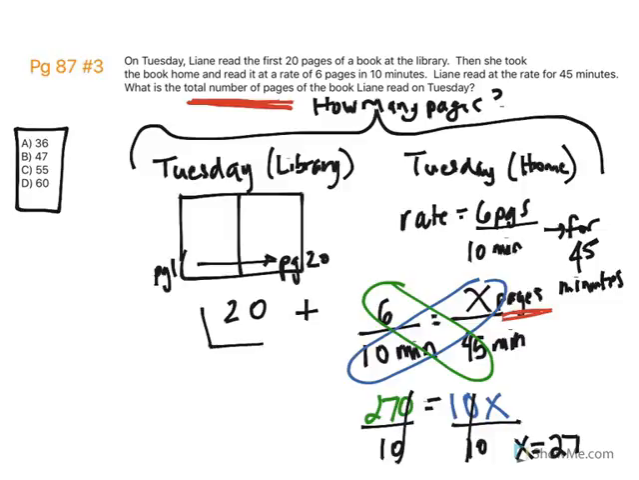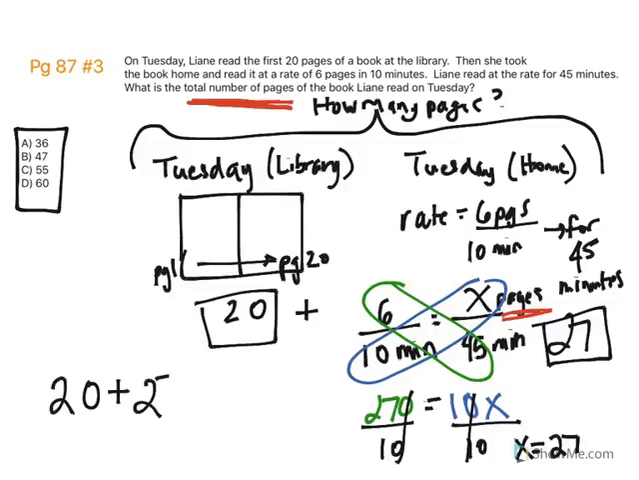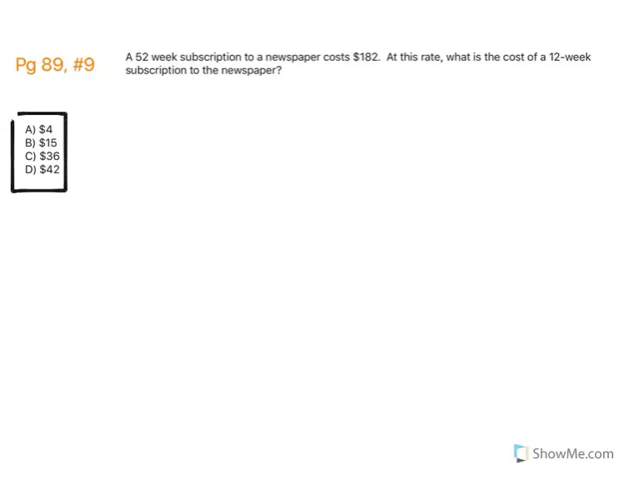So she read 20 pages here earlier today, and then she read 27 pages once she got home. The question is asking us how many pages did she read all day on Tuesday. So we have to add 20 from the library plus 27 from home, and we get 47 pages in total. That is one of the answer choices. So the answer is B.